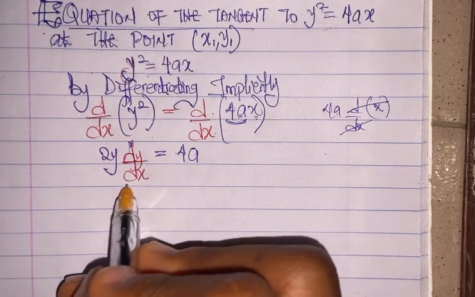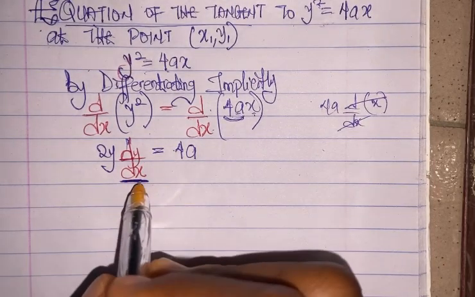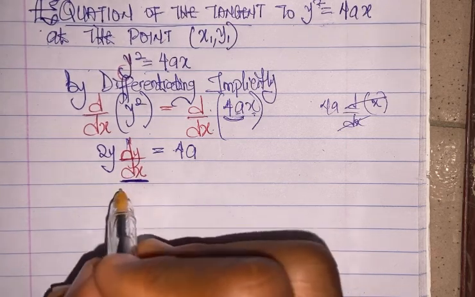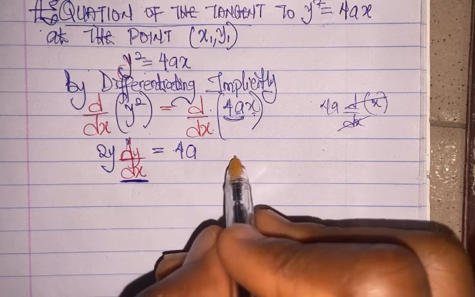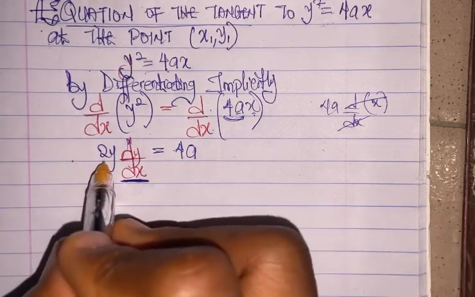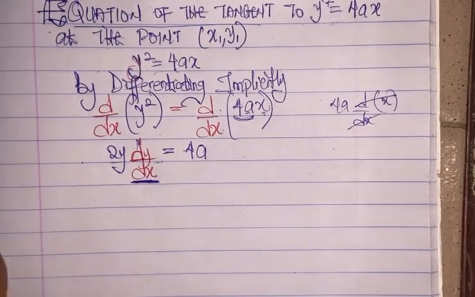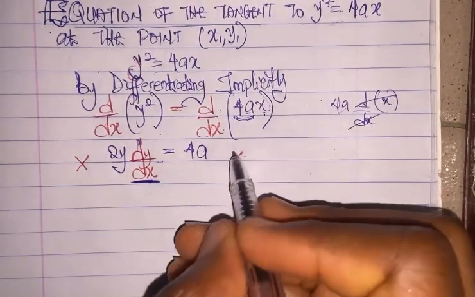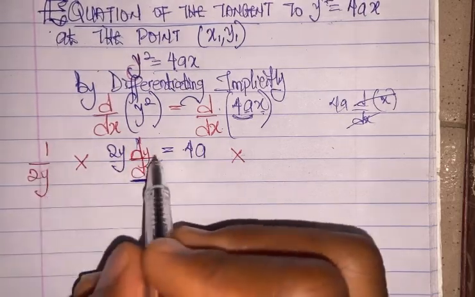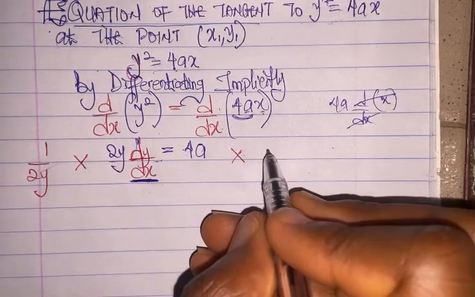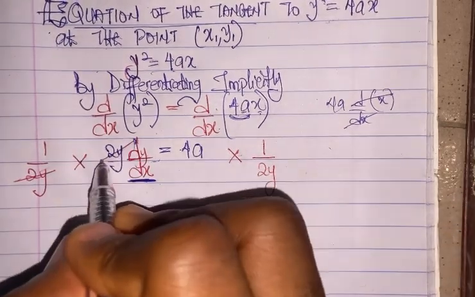Now, the major thing is to make dy/dx the subject of the formula. To make dy/dx remain here, I have to multiply both sides by the inverse of the coefficient of dy/dx. What do I mean by that? I'm multiplying both sides by 1 over 2y, so this nullifies this and I'll be left with dy/dx, and whatever I do to the left hand side I do to the right hand side.